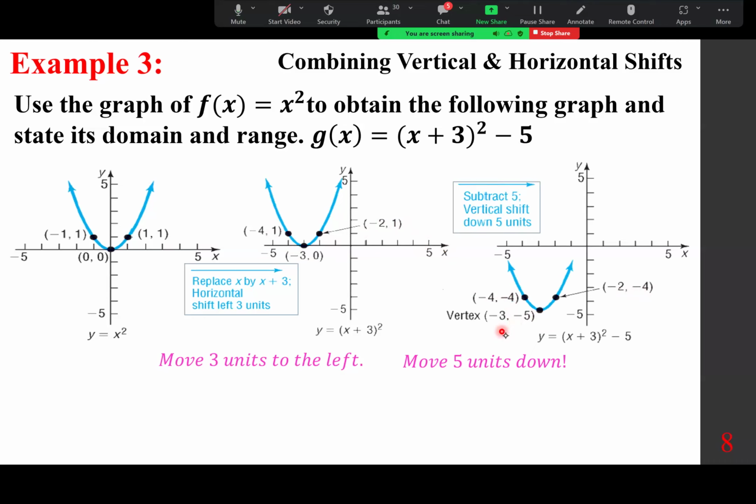So what is the effect? The domain doesn't change. The domain in all of them is all real numbers. What about the range? The range is the same for these two, but this one has shifted down by 5 units. So the range is from -5 to infinity. So the domain hasn't changed, but the range has. And you can see it from the graph, easily from the graph, everybody.